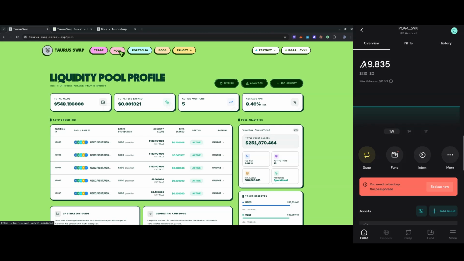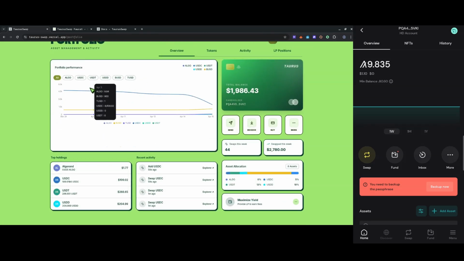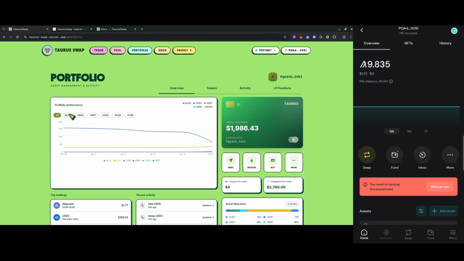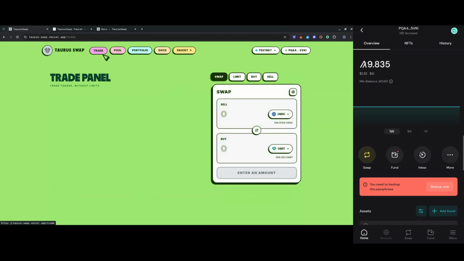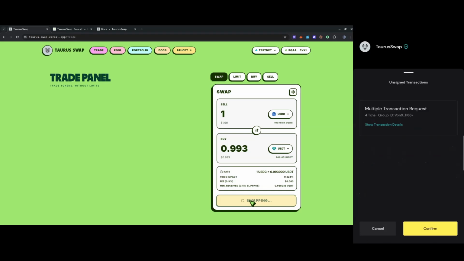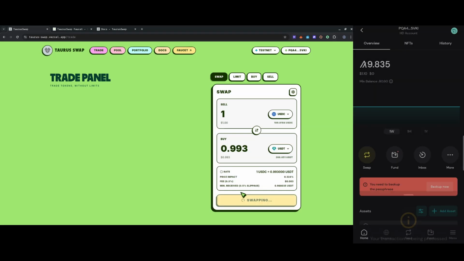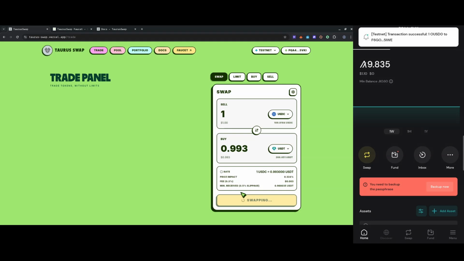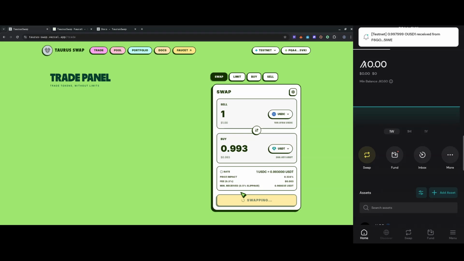And let's talk about the portfolio. This is the amount of the tokens that you have swapped or gathered over a period of time. And let's talk about the trade. Yes, I got the money. And that's it.